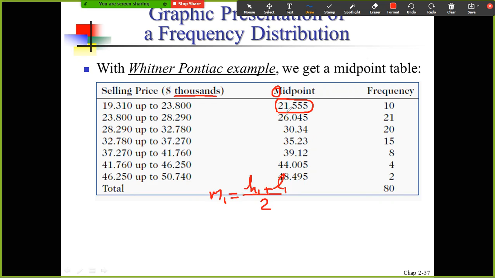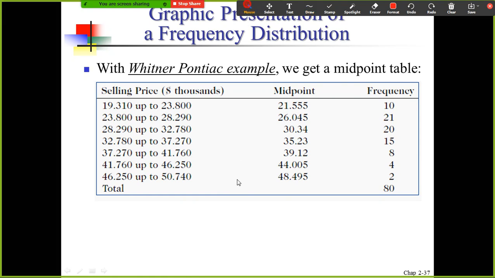So class midpoint or class mark. Okay, so this is how to find it. How to find class midpoint? You can take L plus H divided by 2, or H plus L divided by 2. It's the same thing. So in order to draw or construct a frequency polygon, you need to find class midpoint together with class frequency.